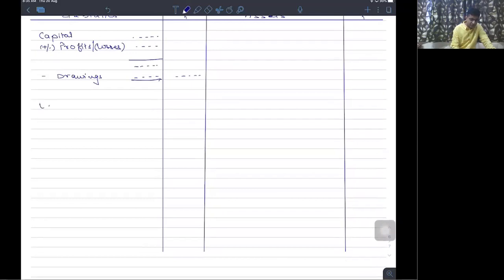Then you show the long-term liabilities like term loans from the bank, from the financial institution. Those will come in the long-term liabilities. Then you show the current liabilities and provisions. In fact, this should be the sequence that you should be following, even though you don't write the headings, you are supposed to write all these items in the same proper format.